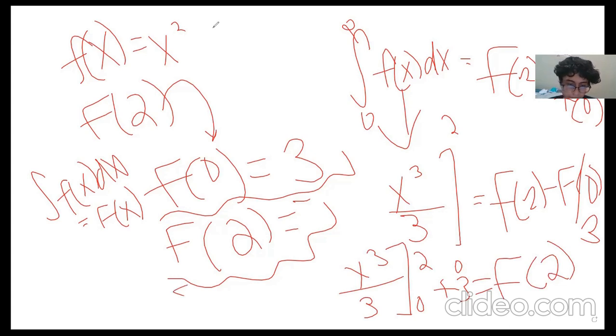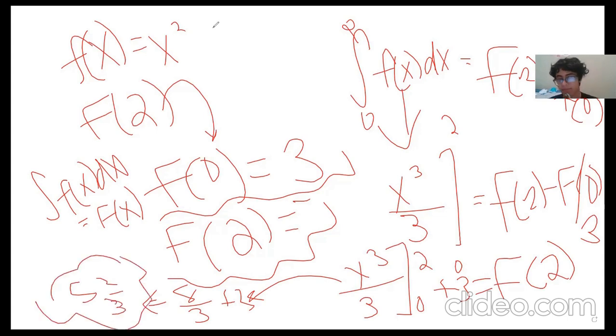And we can check this works. 8/3 minus 0 is 8/3 plus 3, and that's exactly what we got on the last slide, right? So those are the two ways that I propose students, I mean, I and my classmates, do these types of problems. Anyway, so initial value problems, those are quite simple. Indefinite integrals, also quite simple.